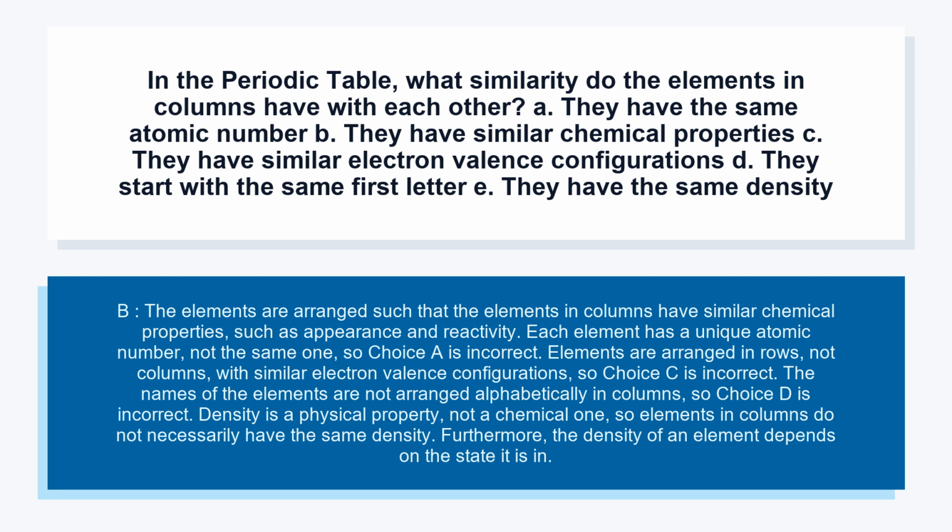B. The elements are arranged such that the elements in columns have similar chemical properties, such as appearance and reactivity. Each element has a unique atomic number, not the same one, so choice A is incorrect. Elements are arranged in rows, not columns, with similar electron valence configurations, so choice C is incorrect. The names of the elements are not arranged alphabetically in columns, so choice D is incorrect. Density is a physical property, not a chemical one, so elements in columns do not necessarily have the same density. Furthermore, the density of an element depends on the state it is in.